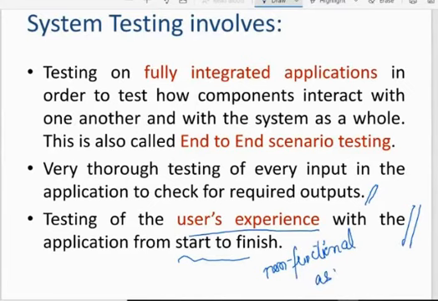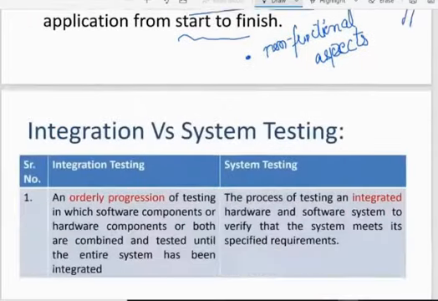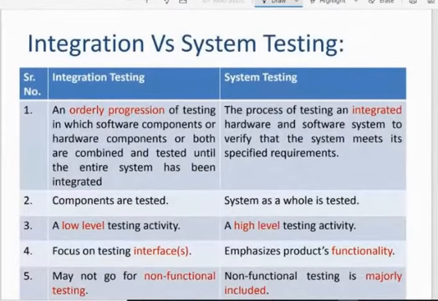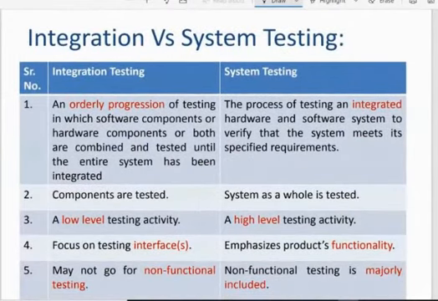And I'll consider a system as a whole. Right? I'll consider a system as a whole. Now let's compare your integration versus your system testing.